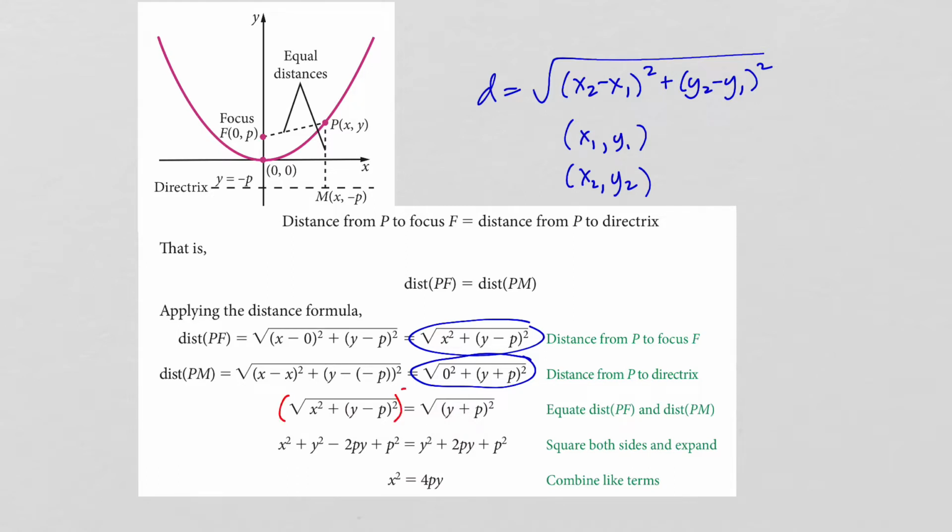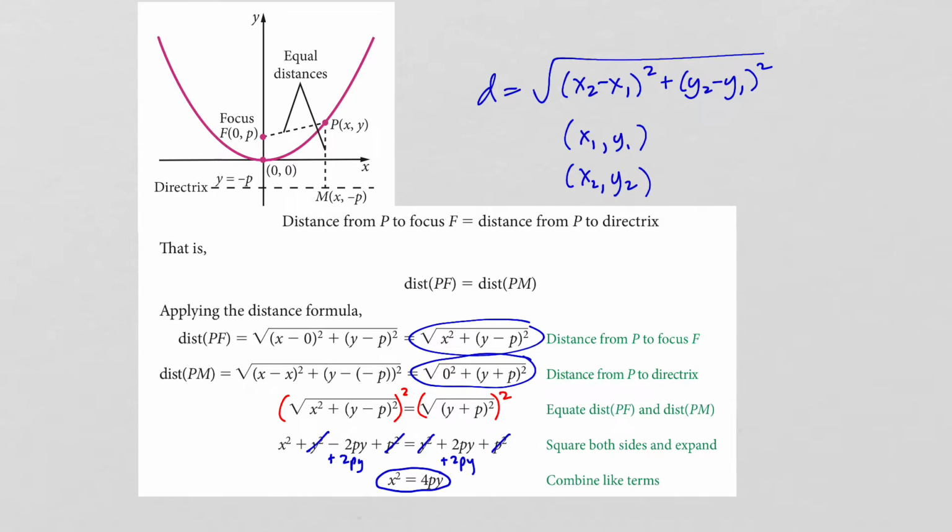And then what you can do here is square both sides, and that makes the radicals go away. After you remove the radical, you can multiply this out, which gives us this expression here. And then we can solve for x squared. Notice that if you subtract y squared from both sides, those go away. If you subtract p squared from both sides, those go away. And then if I add 2py to both sides, we end up getting x squared is equal to 4py.